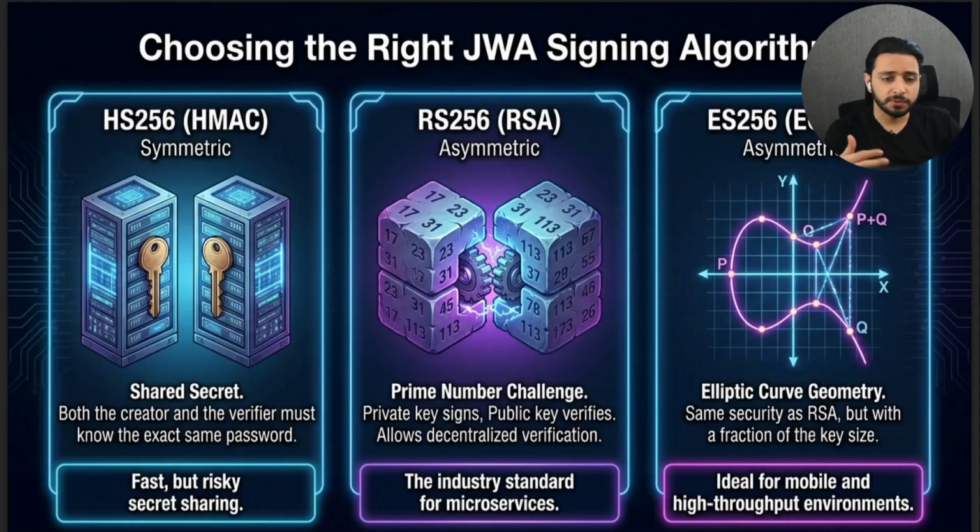And the last one is ES256, which uses elliptic curve. This is similar to RSA but uses different math. It provides the same level of security but with much smaller keys, which makes it faster and more efficient for mobile devices or limited hardware.